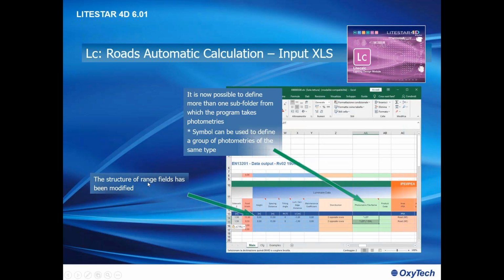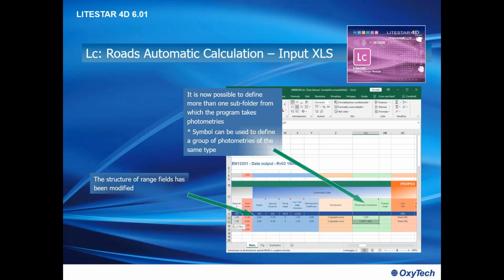The structure of the range fields was also modified. What does it mean? It means that before we used some characters that did not work properly with some languages. So we replaced them, using, for example, the square parentheses, and not considering, for example, the minus sign, but replacing it with a colon, the two points.